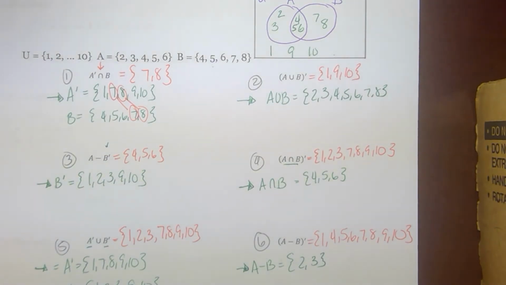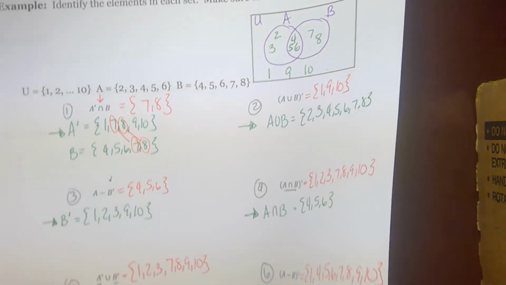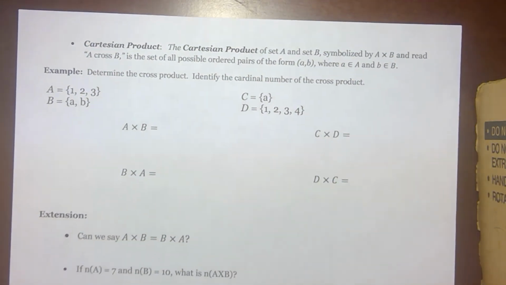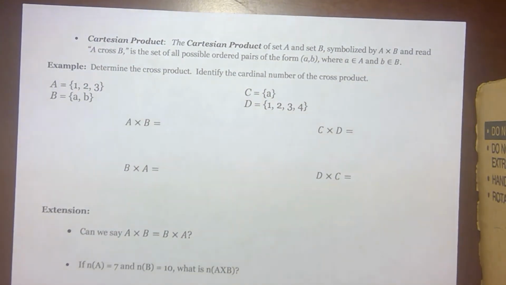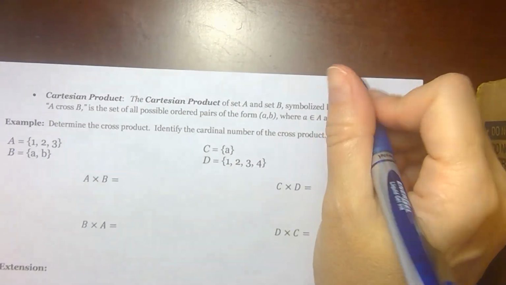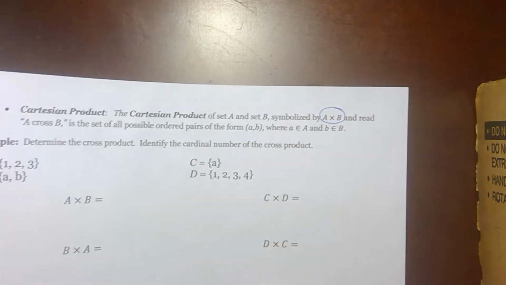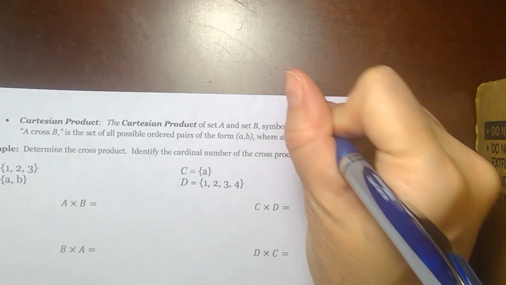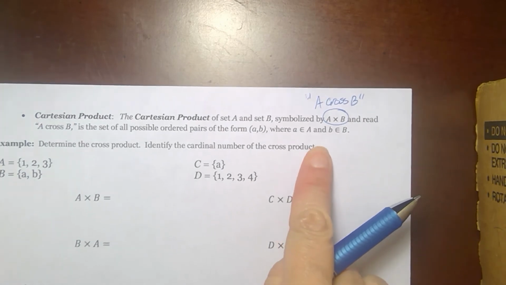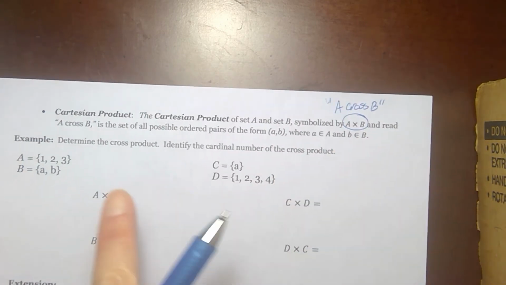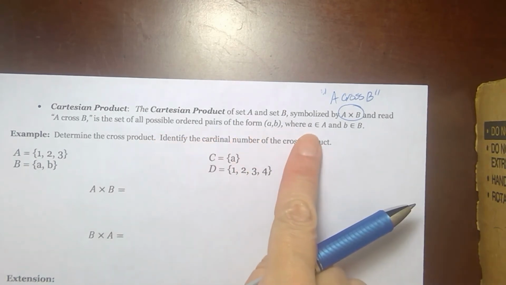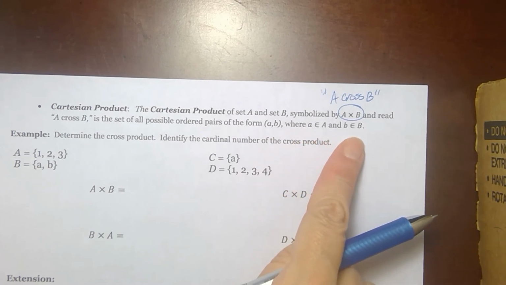We have one more page, one last concept that we're going to talk about in this section. The Cartesian product, not to be confused with the cardinal number. The Cartesian product of 2 sets is symbolized by this. It looks like multiplication, but it kind of is, but not exactly. We would say A cross B. It's the set of all possible ordered pairs in the form (a, b), where little a is an element of set A and little b is an element of set B.